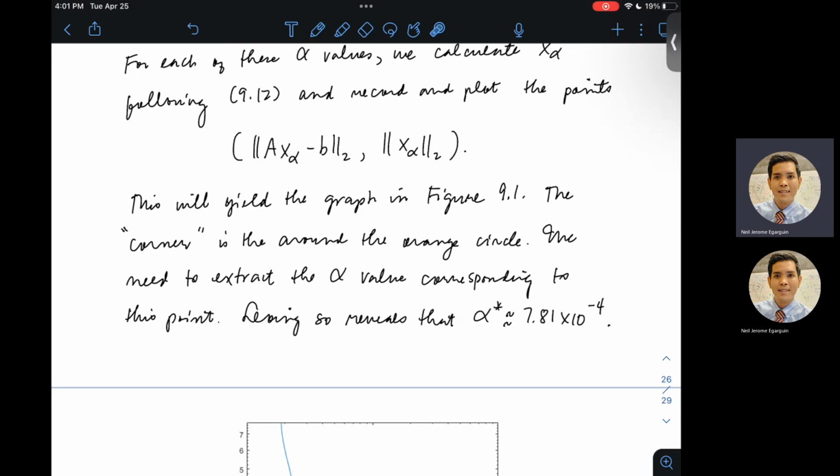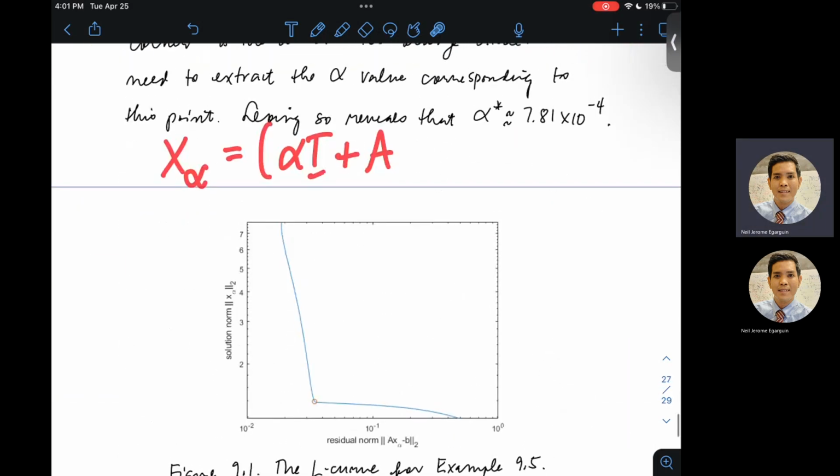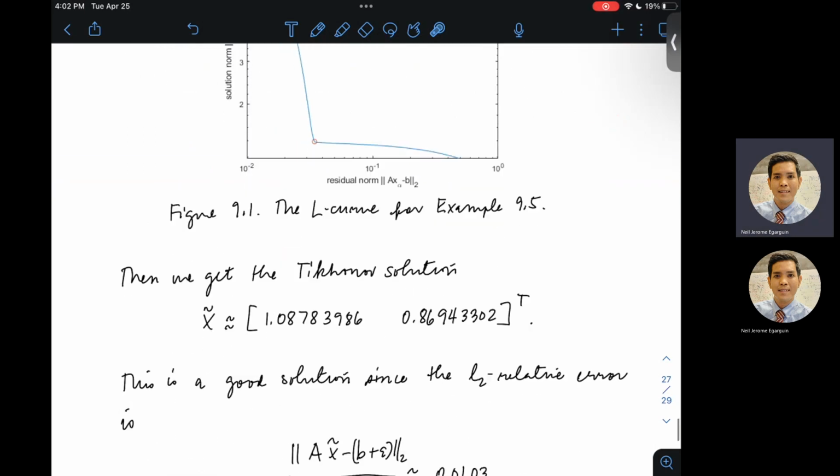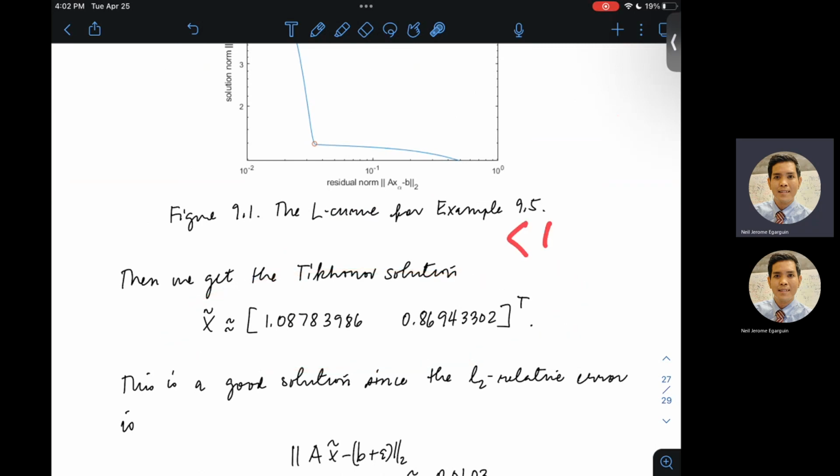And then we will now retrieve X alpha. So we'll have X sub alpha equals the inverse of alpha I plus A conjugate transpose times A, then A conjugate transpose times B, right? Let me check 9.12. And our alpha here would be 7.81 times 10 to the negative 4. That would be my best stable solution, right? And if you compute that, this is what we'll get. Remember what our target was? Our target was to get 1, 1. That's the solution from perfect data.